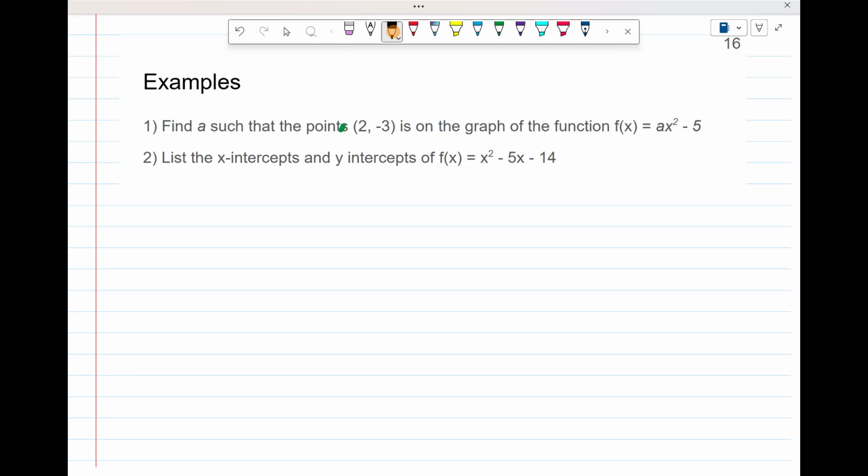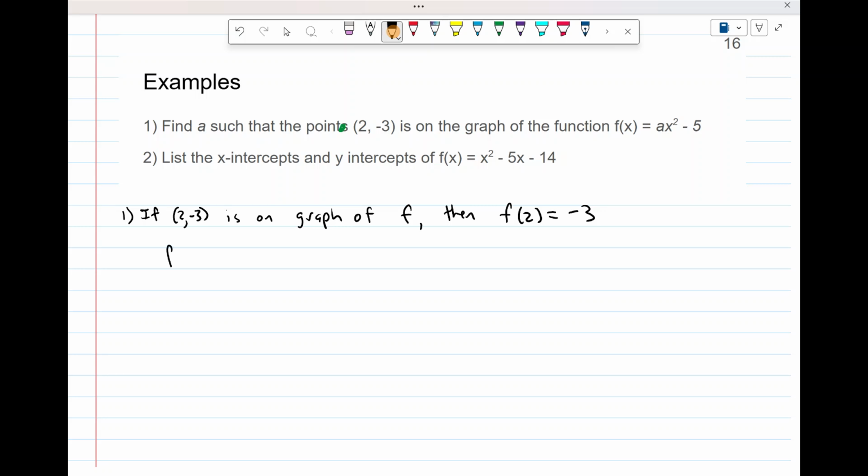And it might be a little confusing exactly what this question is asking. But here's how we have to think about it. What we want, remember this, if 2 negative 3 is on the graph of f, then that means f of 2 is equal to negative 3.